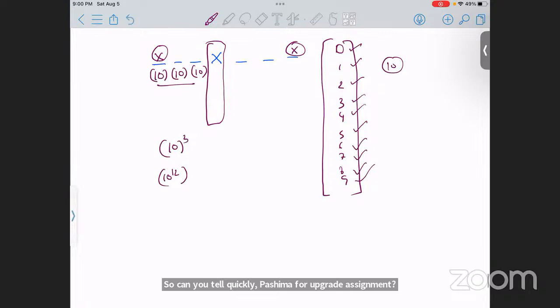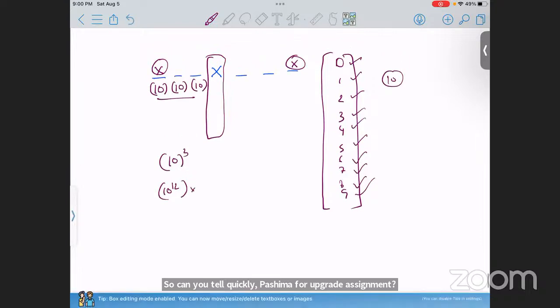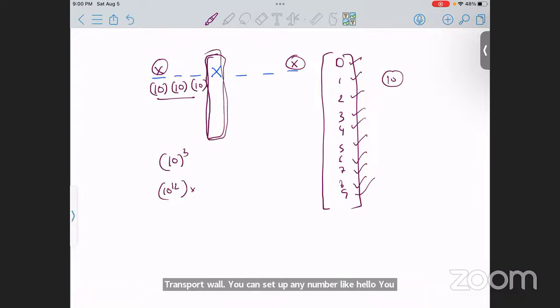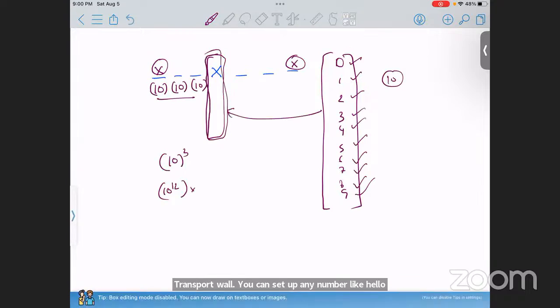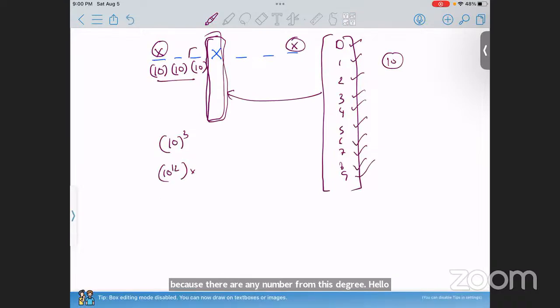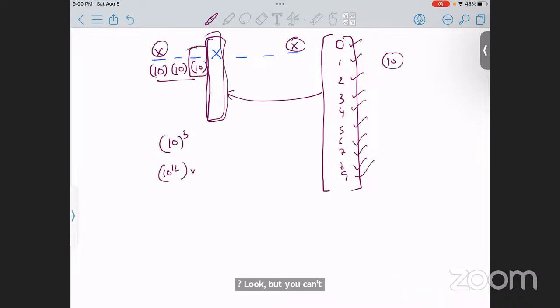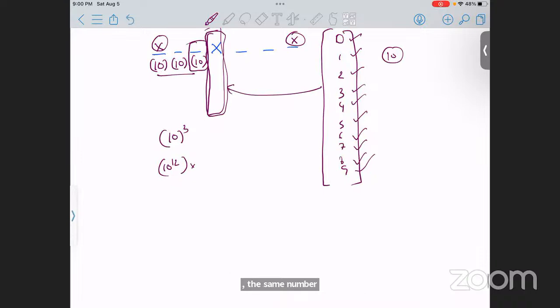Ten power 12. Look, you can select any number from this 10. Agree? But you can't select the same number here, so only nine digits are possible.